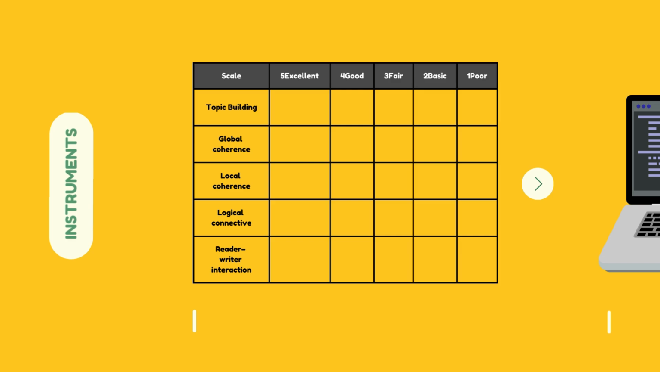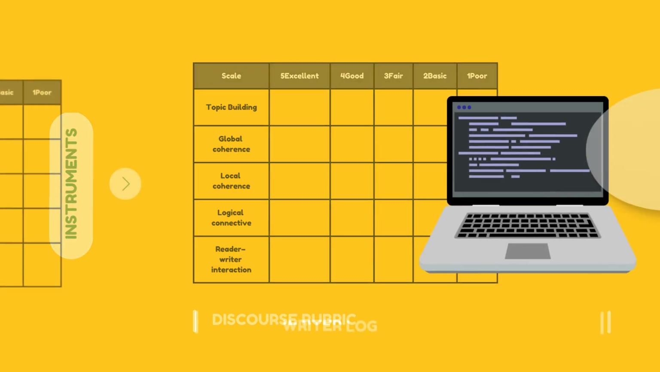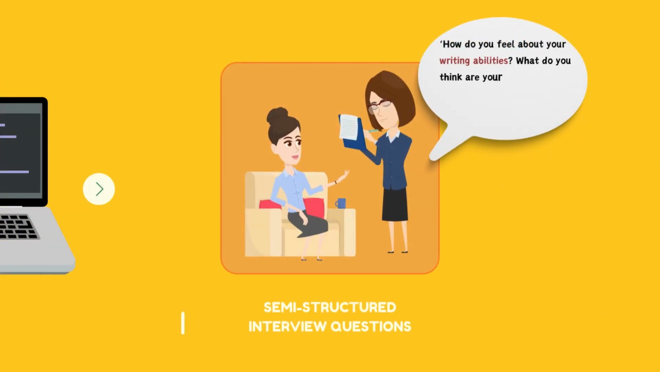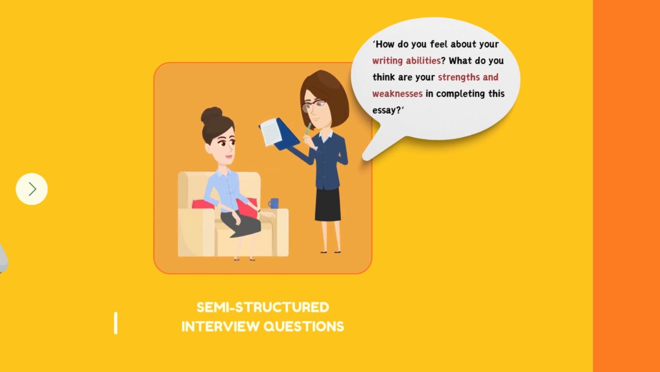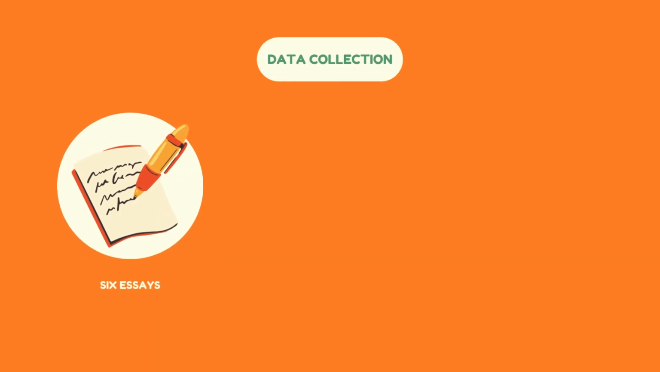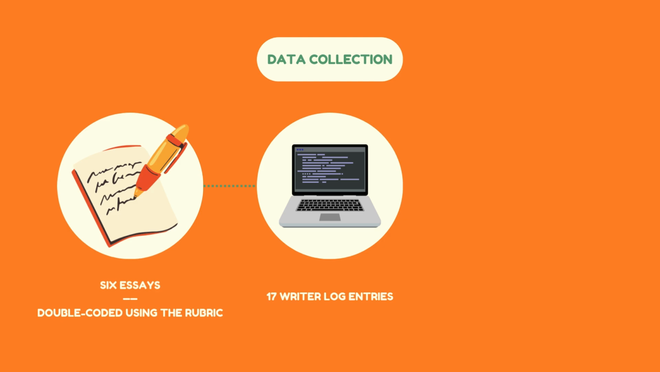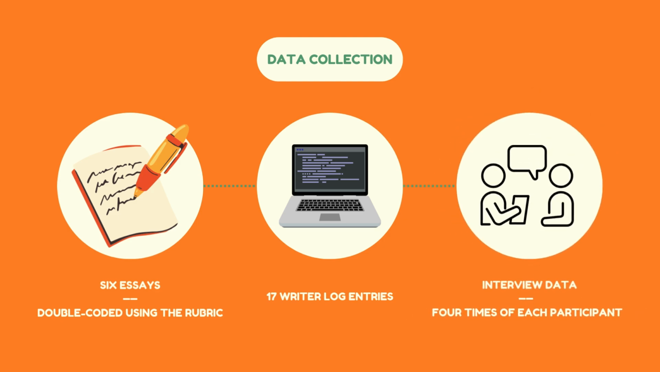Three instruments were employed: a discourse rubric, a writer log, and a set of semi-structured interview questions. Altogether, 6 essays were collected from these 2 participants, along with the subject teacher's grading results. Each essay was double-coded using the rubric assessing 5 components of discourse competence in 10 textual features at 5 levels. Additionally, a total of 17 writer log entries and each participant's 4 times interview data were collected to understand the participants' composing processes.